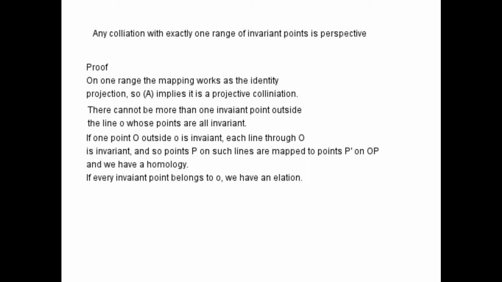Okay, so we know that there can't be more than 1 point outside of line little o which is invariant. So let's just consider the case where we have 1 point, big O, outside little o, which is invariant. Well, if we consider any line through that point, big O, that line is going to be invariant where it crosses through big O, and it's also going to be invariant where it intersects with the line little o. So it follows that that line itself has to be invariant, not full of invariant points, but the line has to get mapped to itself under this projective collineation. And so what that actually means is that we have a homology.